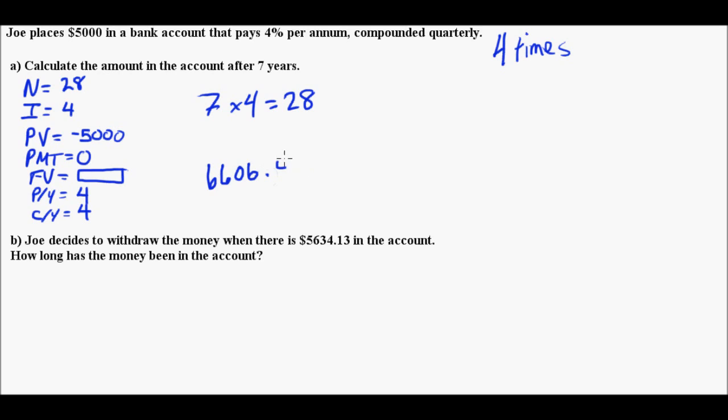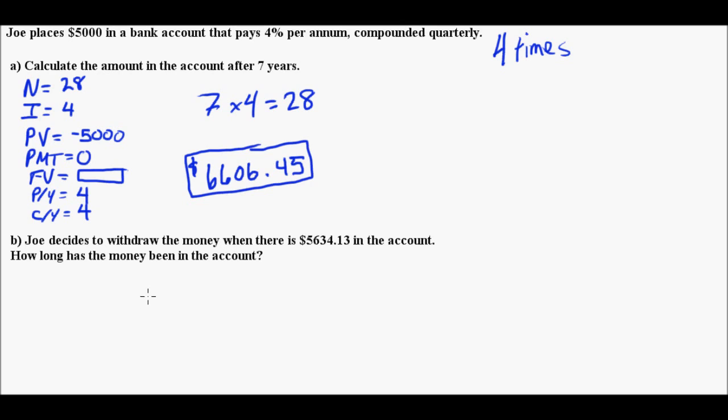Now, be careful with a question like this because if it's dollars, you usually have to go to 2 decimal places. Sometimes they'll say to the nearest dollar, which would be 6,606. So just be careful because you can lose a point for that if you're not careful. So anyway, that's that. Now let's see what we got for Part B.